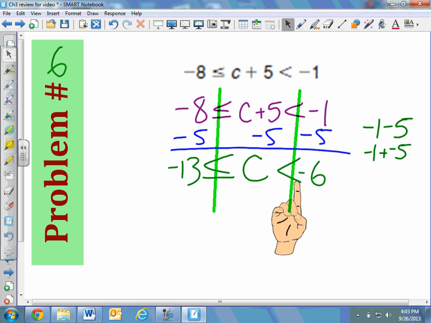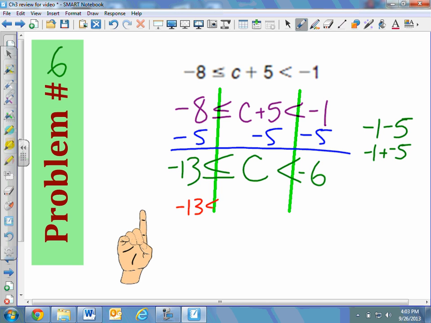Okay, that's what that means. Remember the less than sign? Okay, so how do you graph this? Well, there's a couple ways to graph this, okay? You can think of it like two individual answers first. Break it up. Write it twice. I use the C twice, okay?